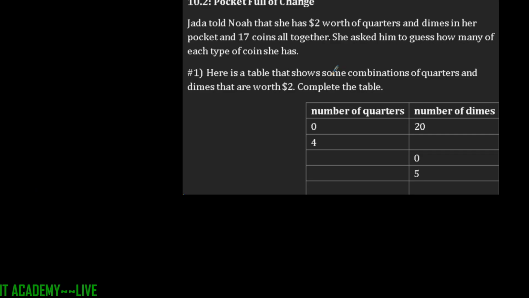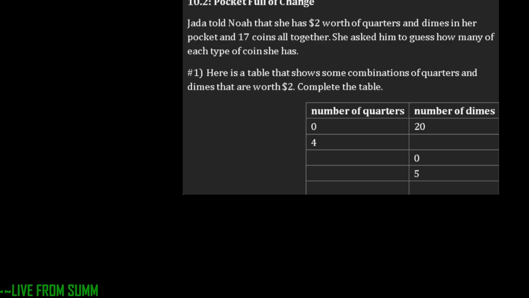Underneath it, it says Jada told Noah that she has $2 worth of quarters and dimes in her pocket and 17 coins altogether. She asked him to guess how many each type of coin she has. So the part underneath of it is going to go with this table as well, but we'll do one part at a time. So it says here's a table that shows some combinations of quarters and dimes that are worth $2. So we're going to complete the table.